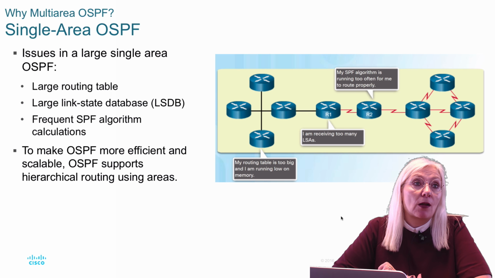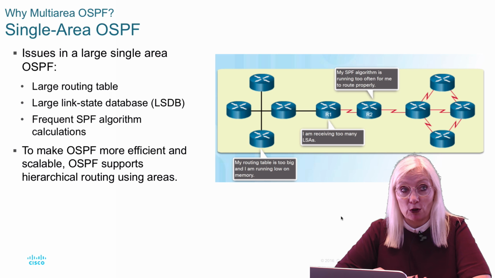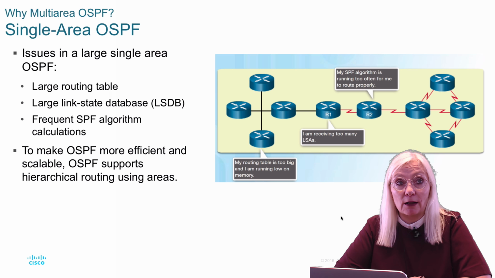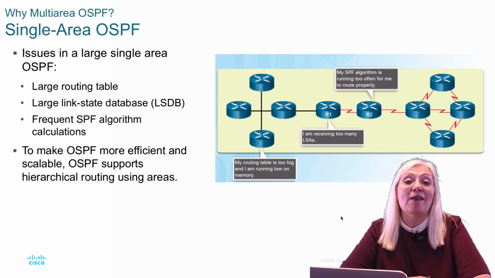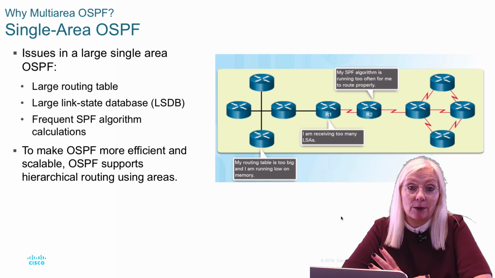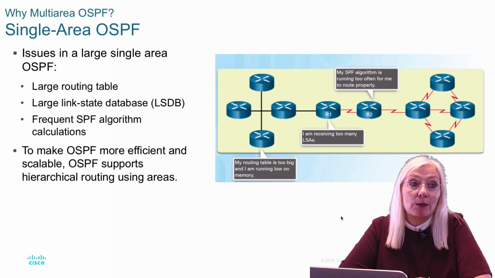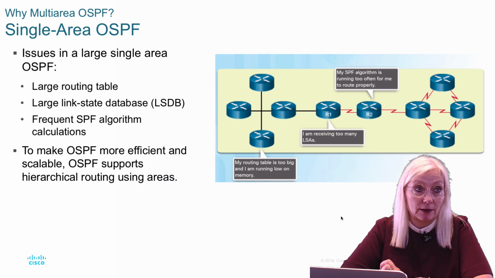So the whole idea is to create smaller areas and to make our routing tables smaller. Of course, there are also operations within OSPF itself, where our link state database will also be huge if we have one large area. So instead we create smaller areas, and therefore our database will also get smaller. So overall, OSPF will be more efficient and more scalable if we are using different areas.